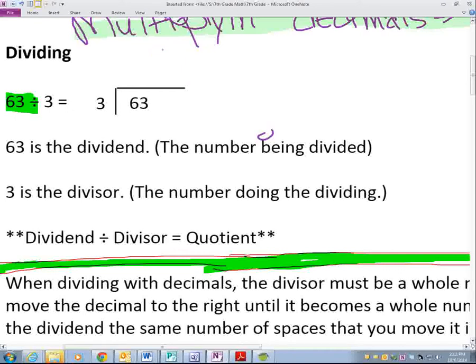Okay. With this question, 63 is the dividend. This is the one that's getting divided. Then we have 3, which is the divisor, which is the one doing the dividing. So the dividend divided by the divisor equals a quotient.